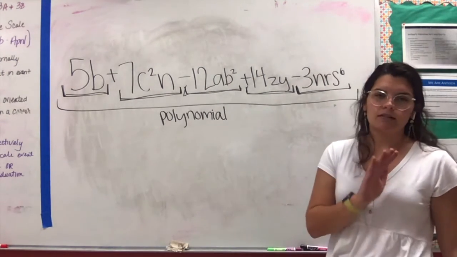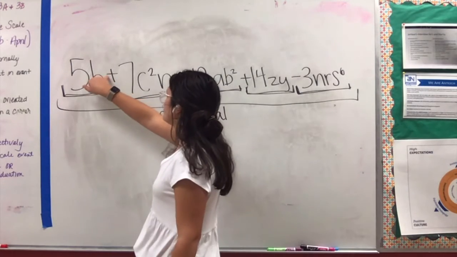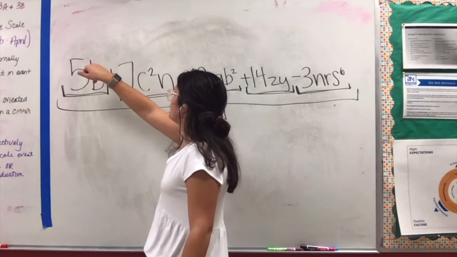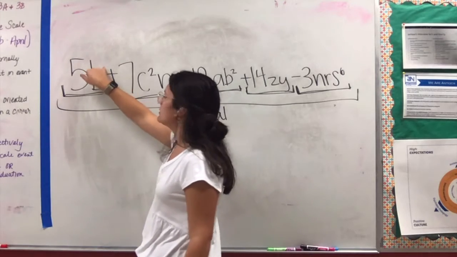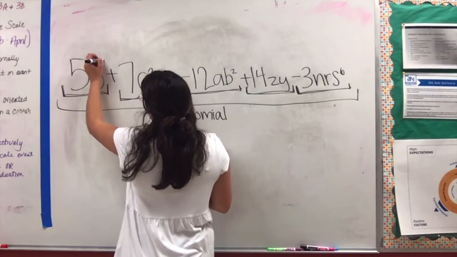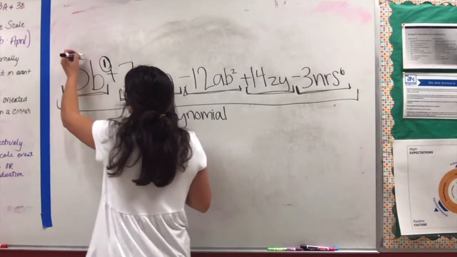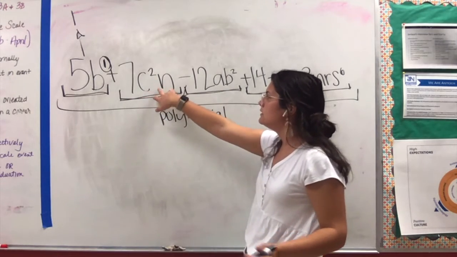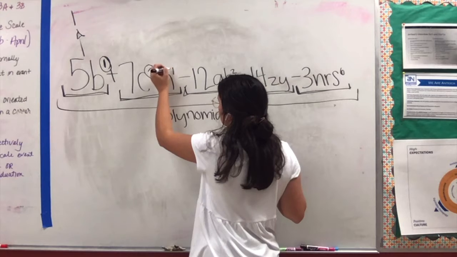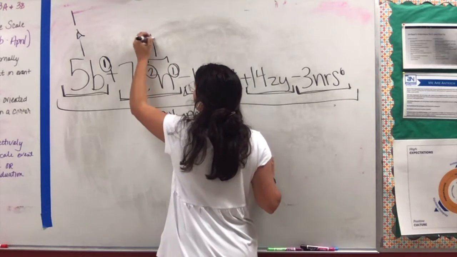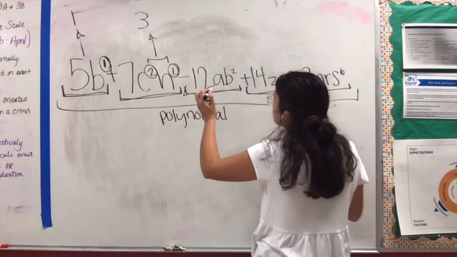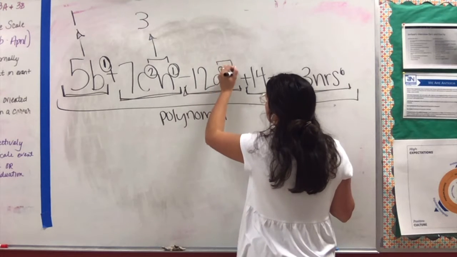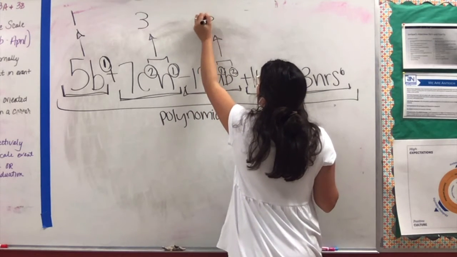And now we need to find the degrees of each term. And to find the degrees, we need to look at the exponents on the variables. So there's a variable with no visible exponent. When there's no visible exponent, we know there's an invisible 1. So our degree for this one is going to be 1. Then we have 7c squared n. We have one exponent here, an invisible 1. Add these together, you get 3, so this is a degree of 3. Negative 12ab squared, there's an invisible 1 here, and then a 2 here. Add these together, you get 3 again.